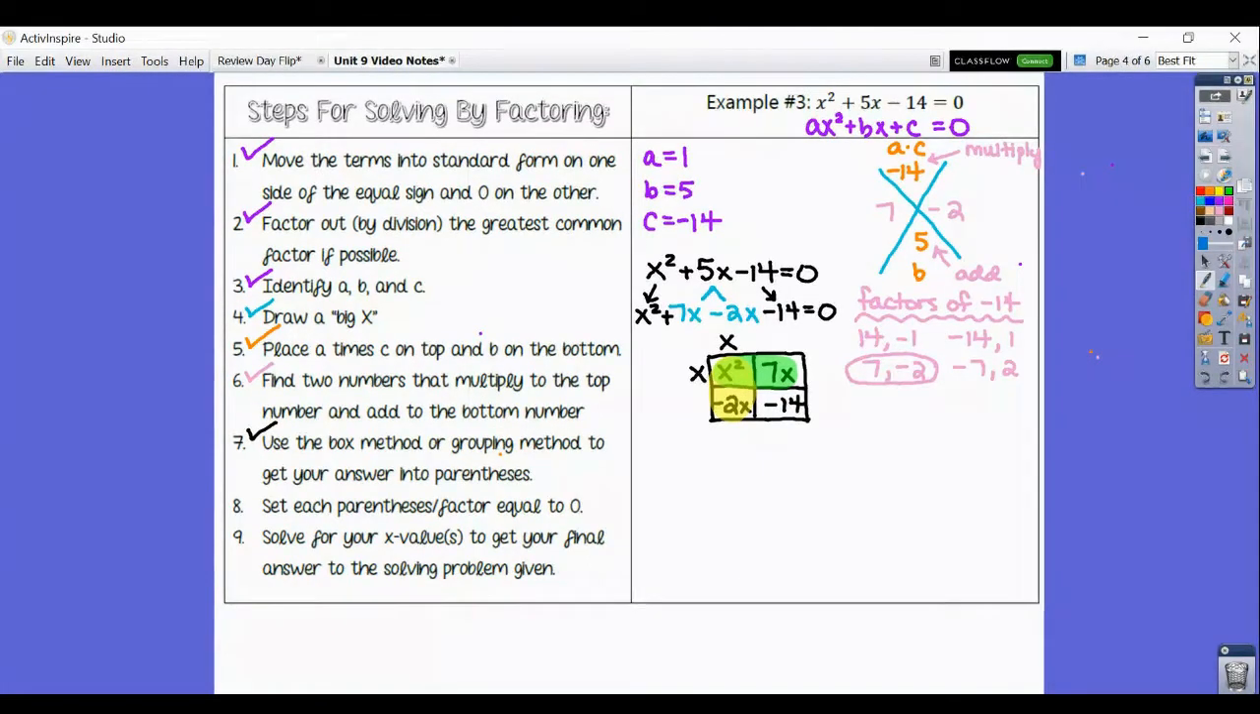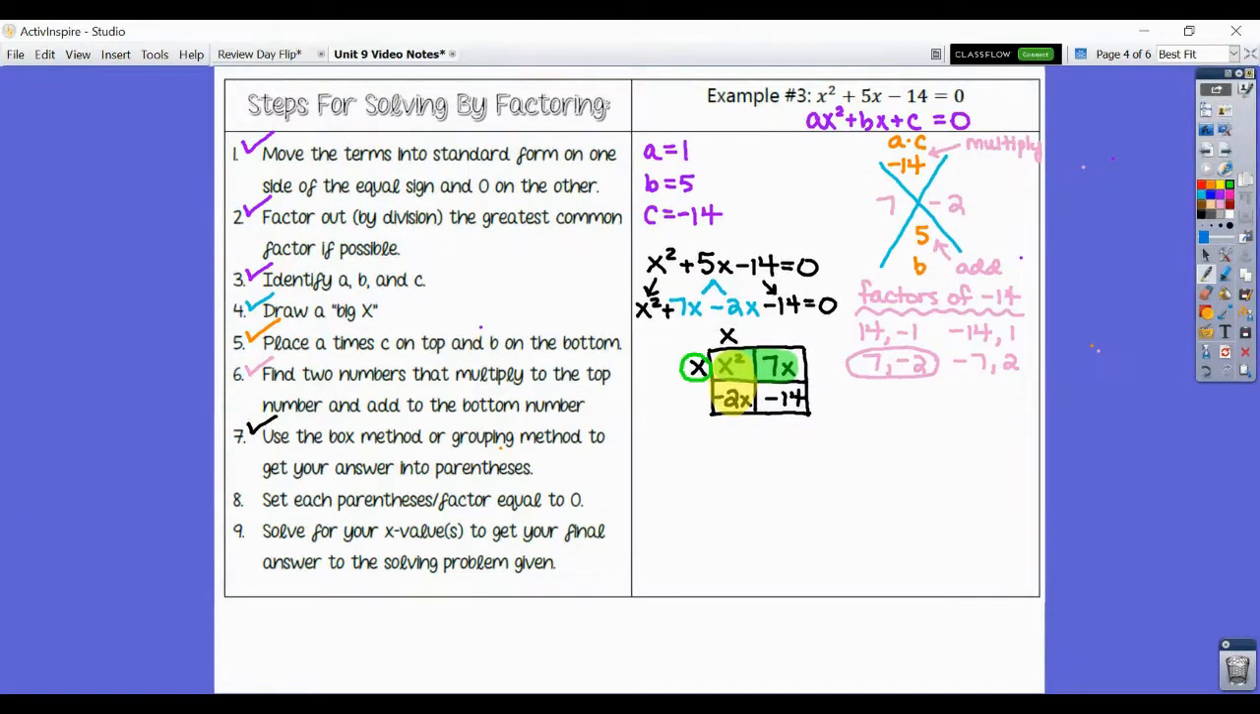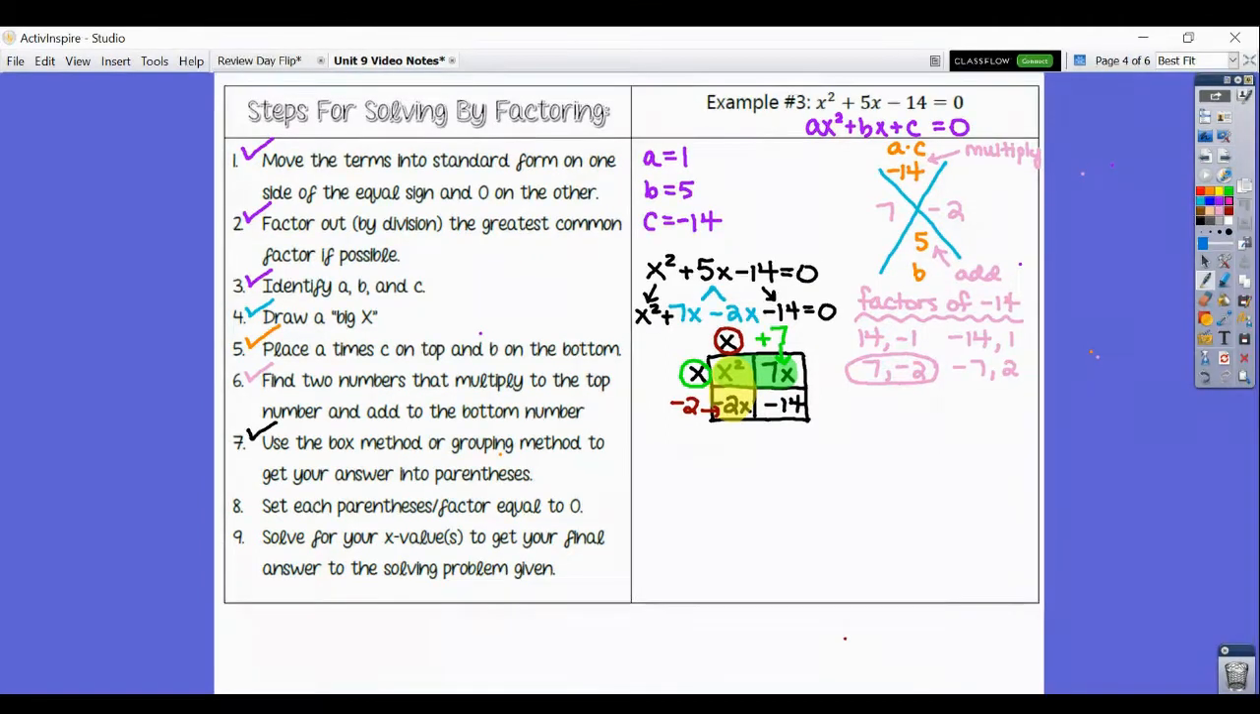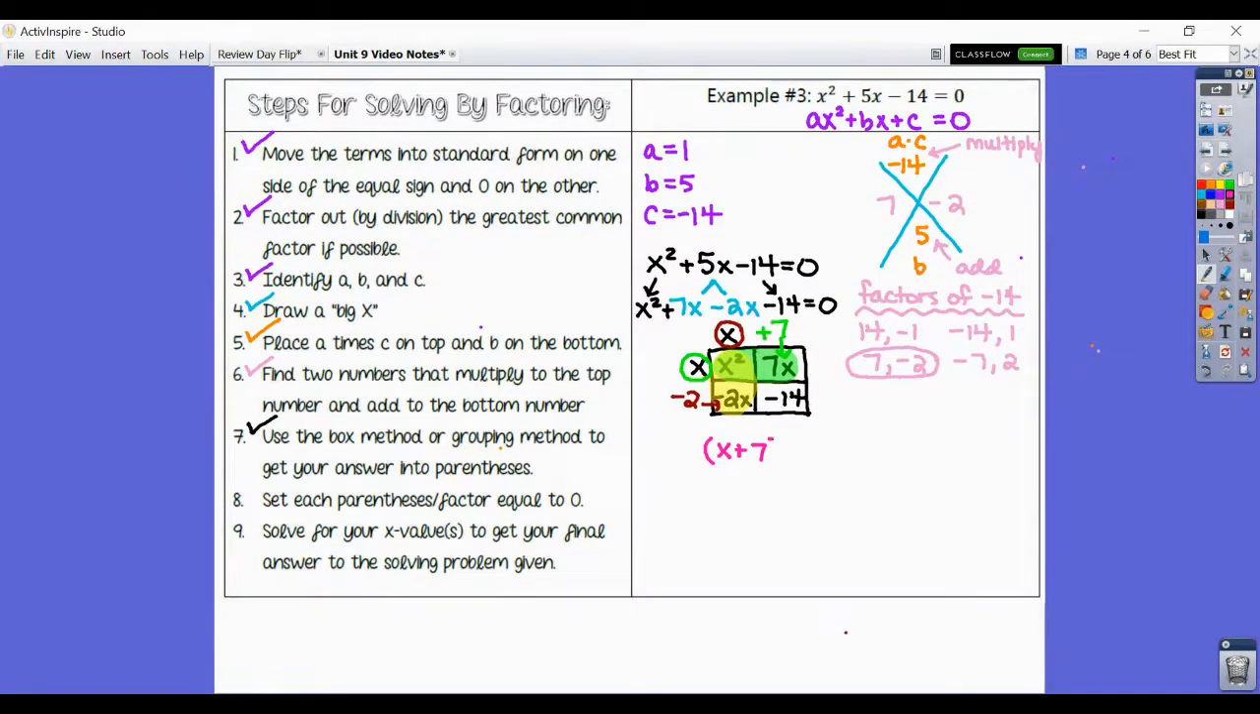So I'm going to think about this x value needing to multiply with 7 to get to 7x. Whatever number would multiply to get you the result inside. And same thing, I'm going to think backwards for the outside of my last row header. That is going to be, I already have x. I need negative 2 as my row header to multiply with that x to get negative 2x. My parentheses, now that I have them, are going to be x plus 7 and x minus 2.